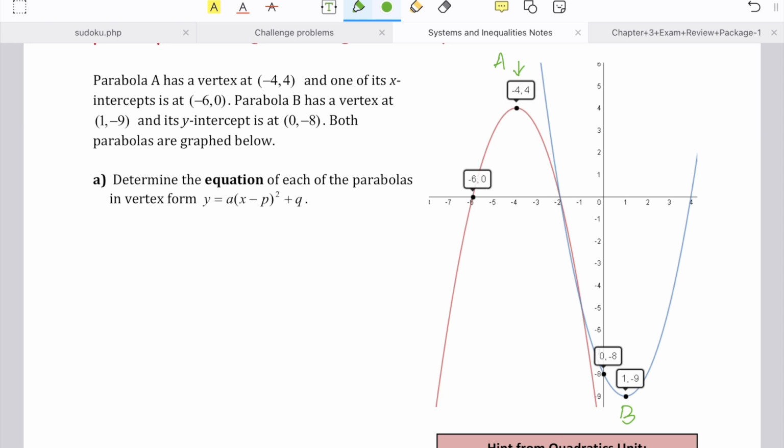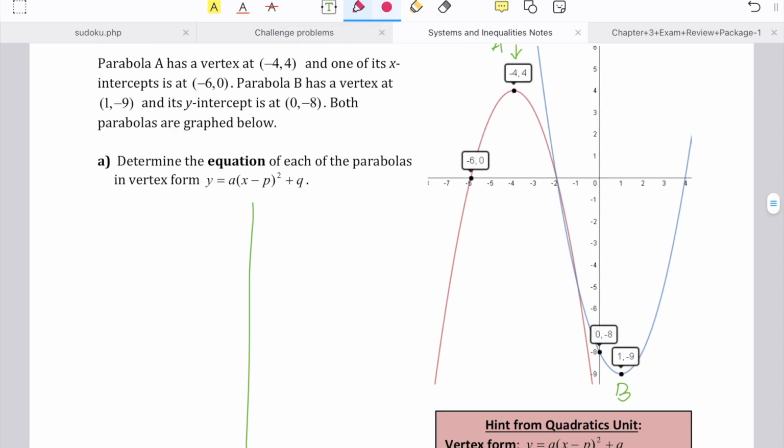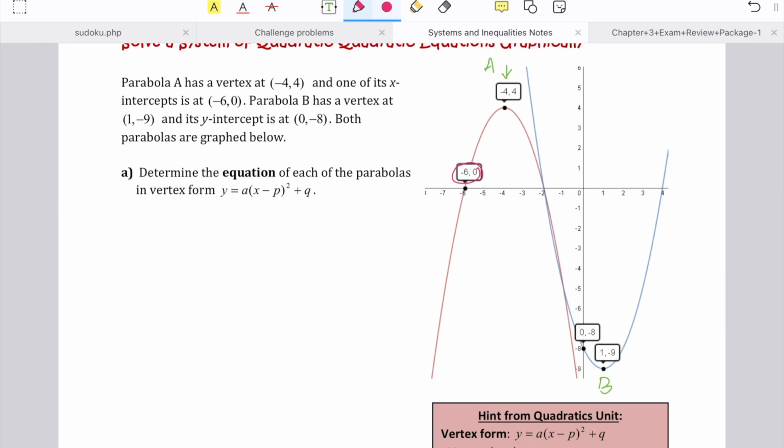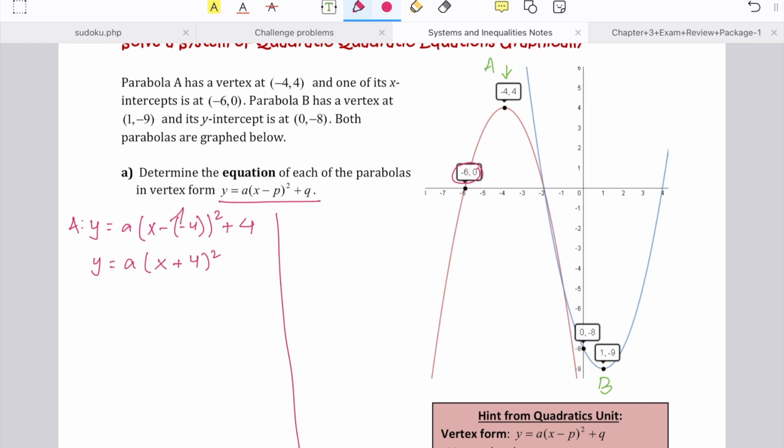Now this is something you did in the previous unit. When we're talking about the vertex form, let's split it up, and looking at the first parabola A. To solve this question, I'll have to substitute the values of my vertex into my vertex form, right? So y is equal to a(x - 4) squared plus 4. So y is equal to a(x + 4) squared, because negative times negative is positive, plus 4.